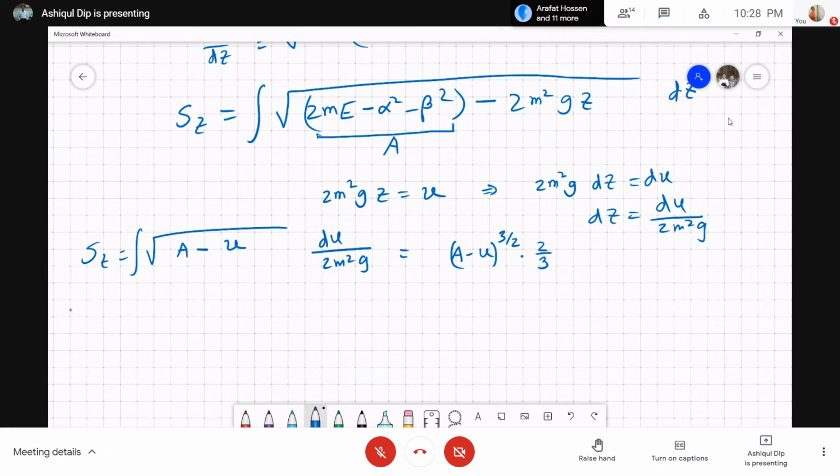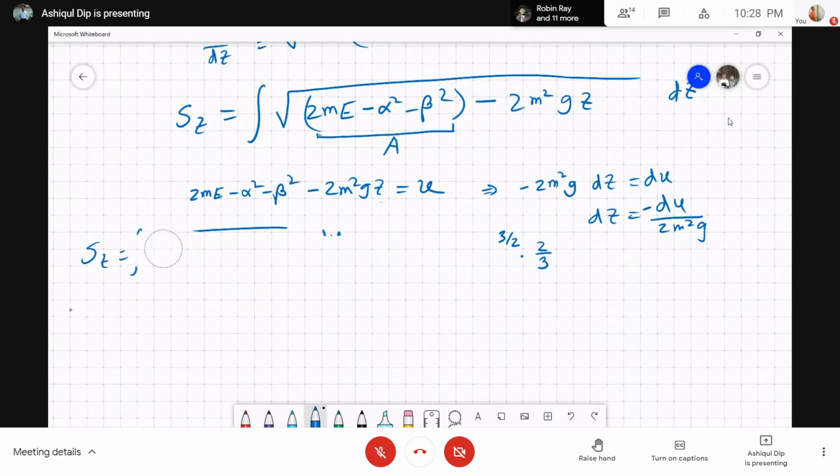So yeah, I know what you mean. You meant, instead of this, actually this thing. Instead of defining that, you wanted to define 2mE minus alpha square minus beta square minus twice m square gz equals u. That's what you wanted to do, right? Yeah. So then inside of this square root, you just have u, and then here you have again negative twice m square g dz equals du, right? So dz equals negative du over that thing.